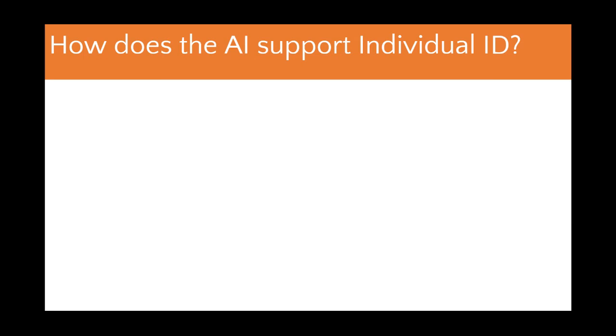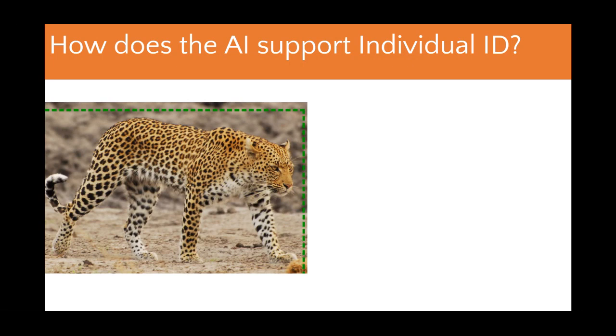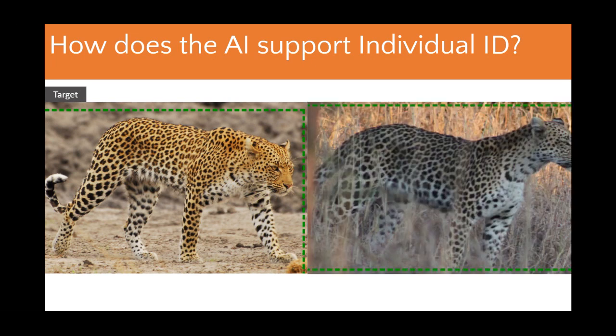So what about individual ID? Well, that's the next major AI-driven functionality in Wildbook called matching. How does it work? Well, first I select the animal in the image that I want to identify, called the target image. Next, I'll direct the system to look for matches to that leopard in the database. I do that by kicking off the ID algorithm, and the system will then find all possible match candidates and present them to me on the right.